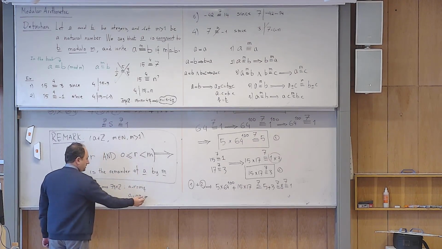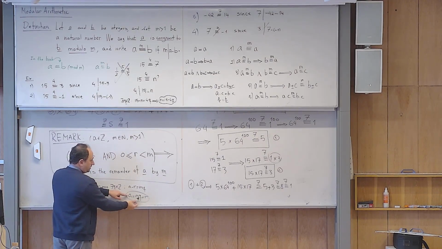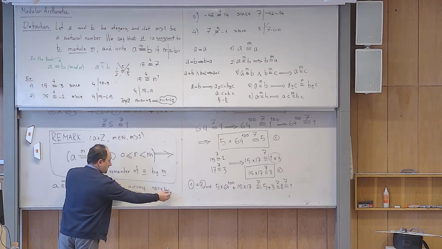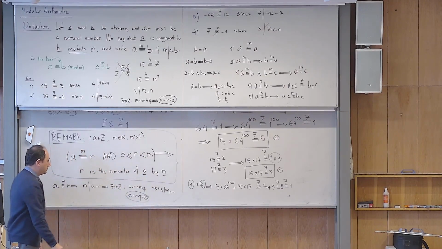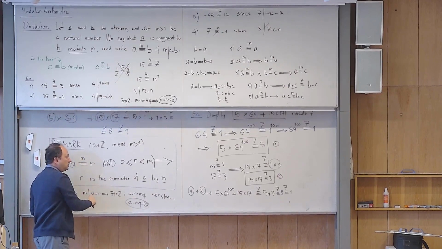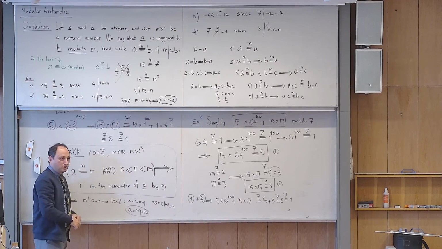Do you remember the division algorithm? The division algorithm told you that if you have something like this, and this r is greater than or equal to 0 and less than the absolute value of m, which in this case is m because m is positive, then this is the remainder. Okay, this is the proof for this remark. But if you don't like proofs, you can just use it.